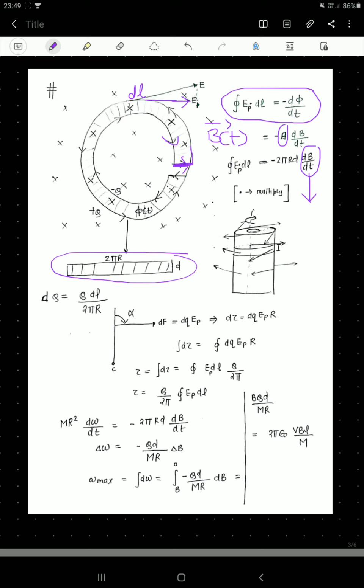Now if I write a small amount of charge on this small circular loop, dq can be written as q dl by 2 pi r. Now dF can be written as dq E. A small amount of force acts on this small charge dq, and now we write the force on it. The force will give a torque like this, alpha. Now dF is dq E. Now d tau can be written as dq E r, and then the total torque acting on the loop.